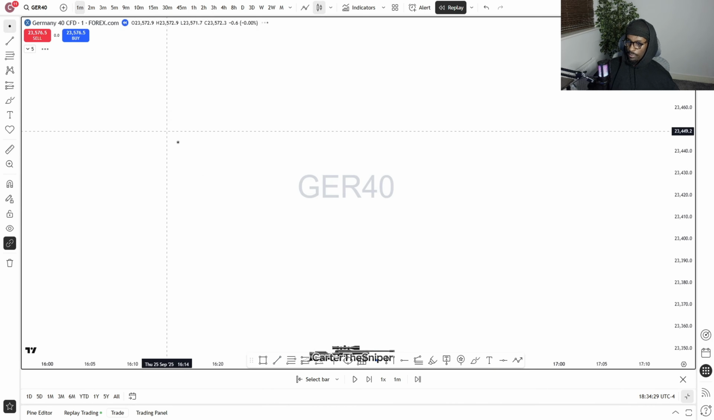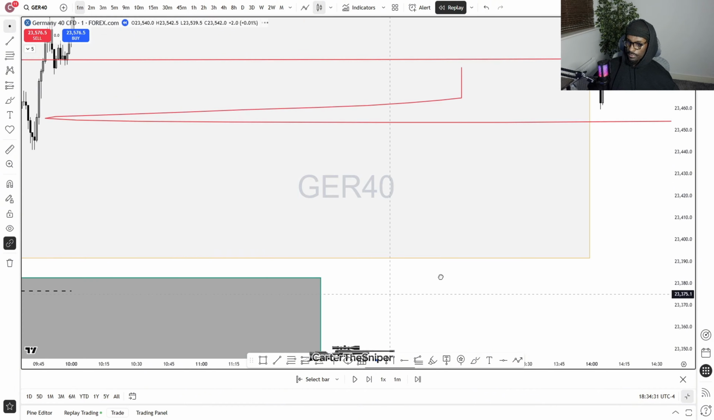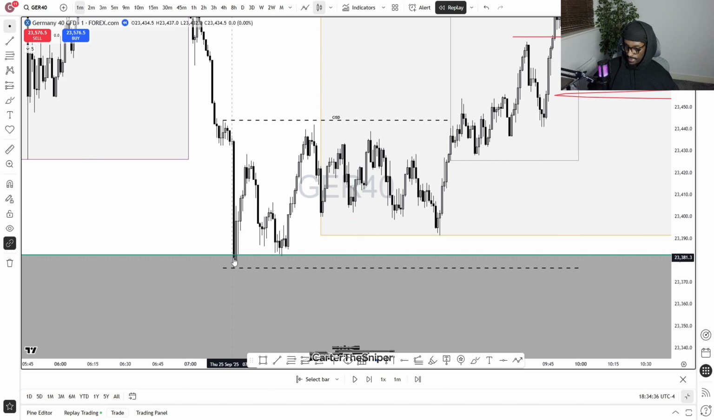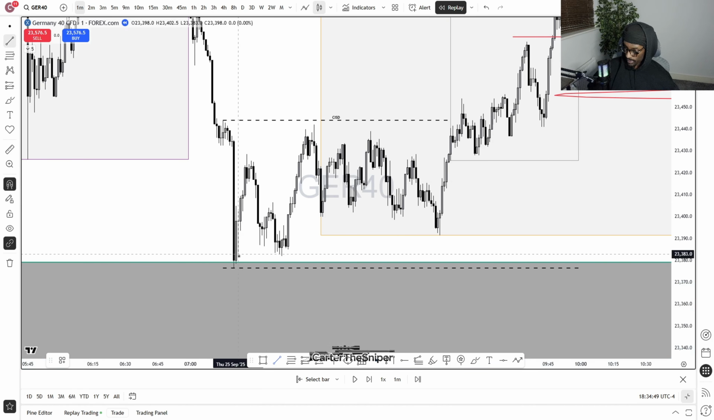I'm just going to do it like that. And now we're going to go on M1, and you're going to see how clear it is. So we tapped it here. Buyers took control. We haven't finished the delivery yet. Price still came down, mitigated this point here, taking out this low here. I don't know if you can see it, but let me just move this down. Look, taking out this low here is liquidity as well. You can see it.